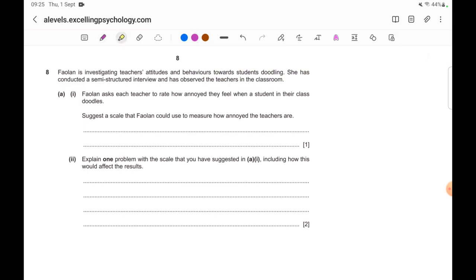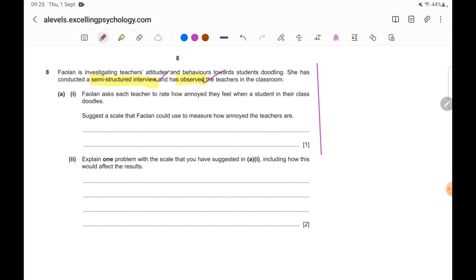𝗏𝗏 is investigating teachers' attitude and behaviors towards students doodling. She has conducted a semi-structured interview and has observed the teachers in the classroom. Okay, so far, this is a different perspective they've given here. In the doodling study, we saw how students like doodling and it can help them from being distracted in the class. But what about the teachers? The teachers might find it disturbing to see their students doodling as they are teaching. Okay, so that's interesting.